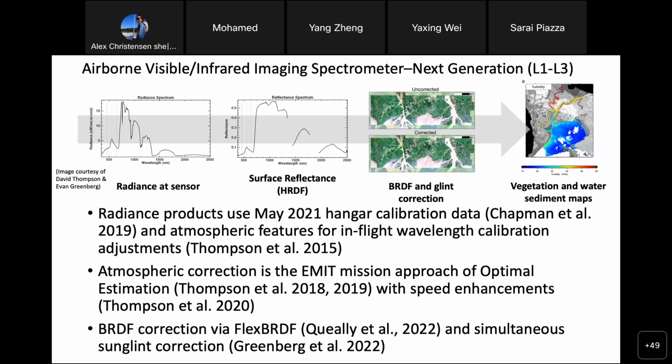Again, a typical vegetation reflectance spectrum. We added an additional processing step to correct bidirectional reflectance distribution function effects over the land so that we get consistent spectra, flight line to flight line as they're overlapping, as well as sun glint over the water pixels. So that's an L2B dataset. And then that is the dataset that we use to generate our L3 products, such as water quality maps and our vegetation maps.